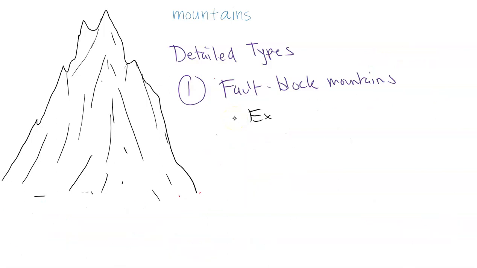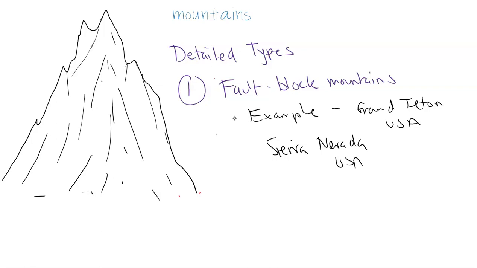So the example of the fault block mountains will be the Grand Teton in Wyoming, USA. Also the Sierra Nevada Mountains in California, USA. So here are these examples of the stretching. Now this could be caused by various subduction slabs or upwelling of the asthenosphere because of subduction as a consequence. And there's a basin created because of it.